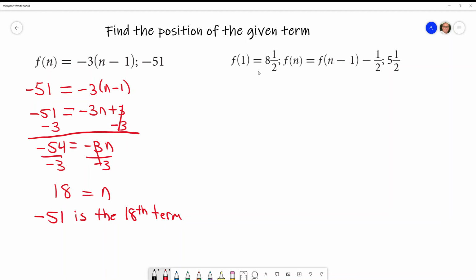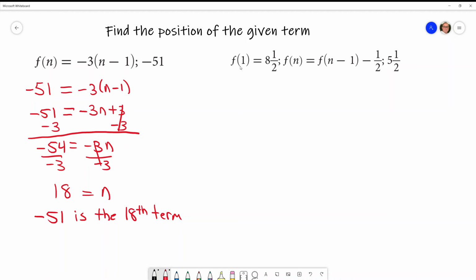This one says f of 1 equals 8.5. And then it says f of n equals f of n minus 1 minus half. And the term they're giving us is 5.5. So once again, 5.5 is one of the terms in this sequence, and we need to find the position number. But this one is different because this is a recursive rule, whereas the first example was an explicit rule. So in this one, since it's a recursive rule, we have to start with the first term, 8.5, and then just keep working through the sequence until we reach 5.5.